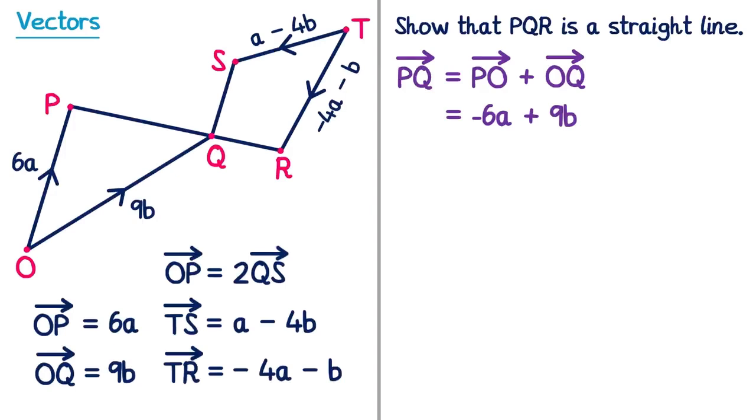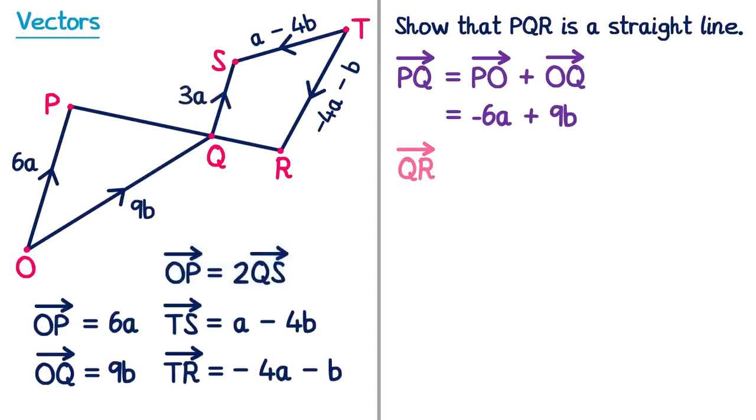So we're going to work out the vector from Q to R, and at first it looks like we don't have all the information we need, but we are told in the question that OP is equal to 2 lots of QS, and we do have OP. So if OP is double QS, then QS must be half of OP. If OP is 6a, then QS must be half of this, which is 3a. So we can put from Q to S onto our diagram as 3a.